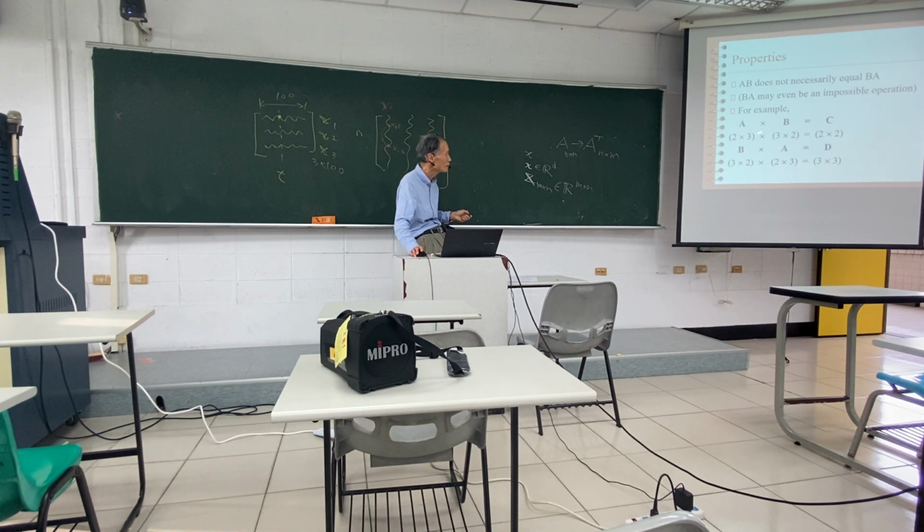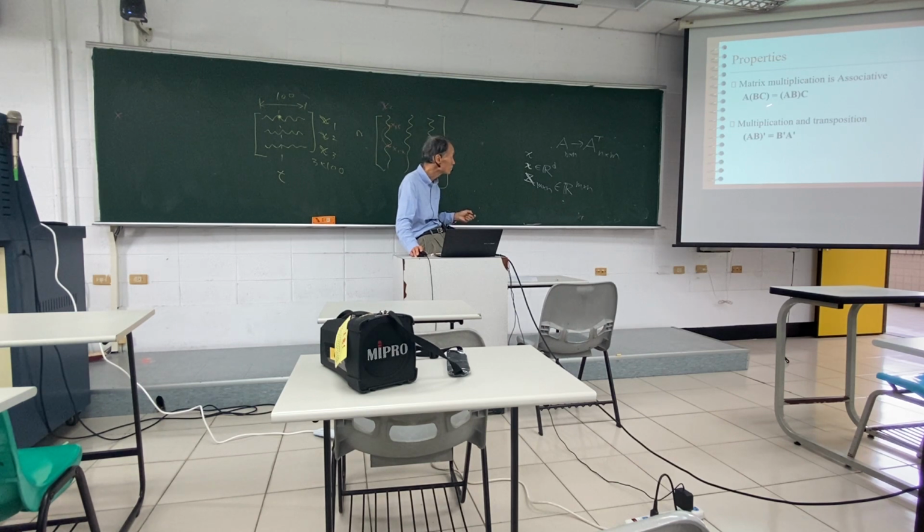Here's A times B. This is a special case. For this case, you can interchange A and B, but it's not always the same. It may not be, unless the number of columns of the first matrix is equal to the number of rows of the second matrix. But this is just a special case. It may not be true. It means A times B usually won't equal B times A, or it's even not possible. It's not conformable.